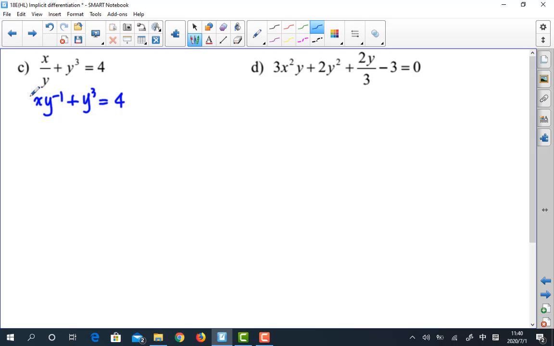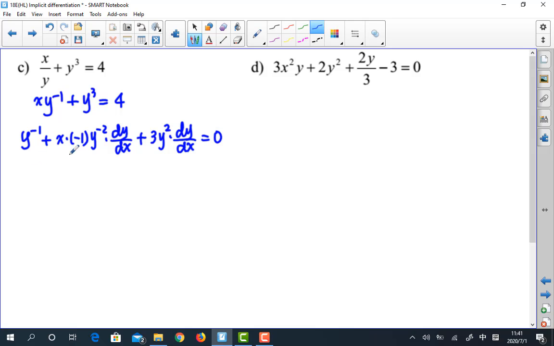So differentiating this one, the differentiation of x is 1, so y to the power of -1 plus x, -1 goes to the front, then y to the power of -2, then dy over dx. Differentiate y cubed: 3y squared times dy over dx. Differentiation of 4 is 0. Solve for dy over dx.